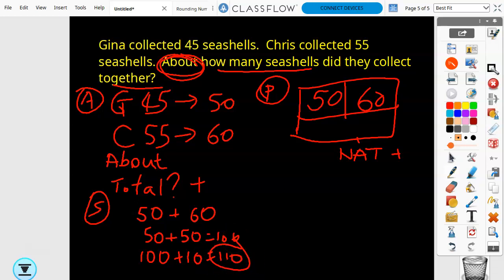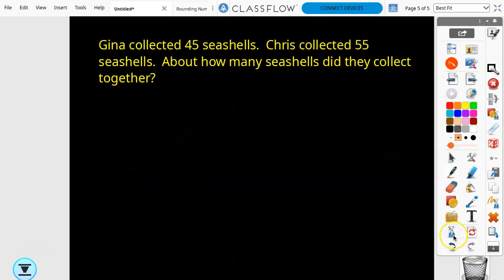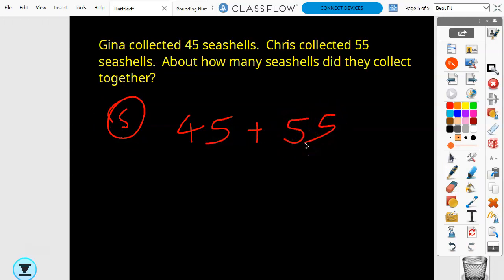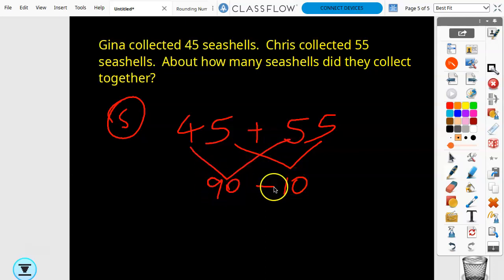But what if some students find the actual answer first before they add or subtract? So let's see what happened. Let me erase that. So you go through the same process: analyze, make a plan, and solve. Here's the solve part. And 45, some students would say, oh, I'm not going to round. I'm just going to add first and use the sum to round. Let's see what happened. So 5 plus 5 equals 10. 40 plus 50 equals 90. And if you add together, the answer is 100.